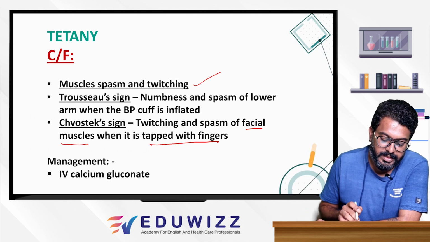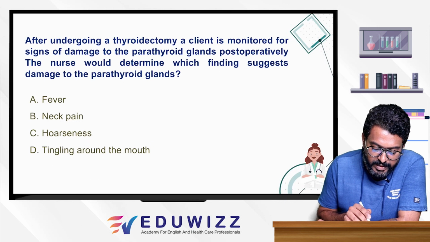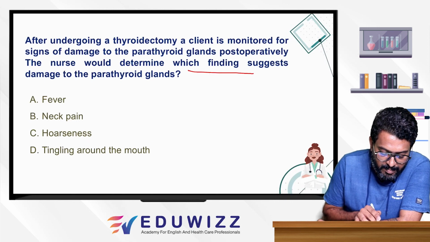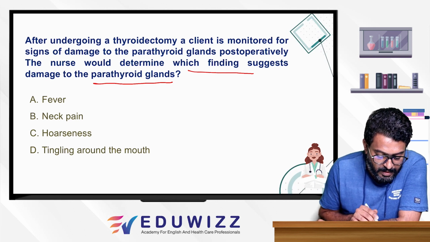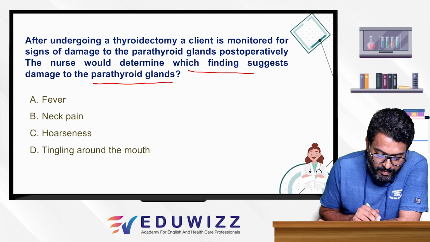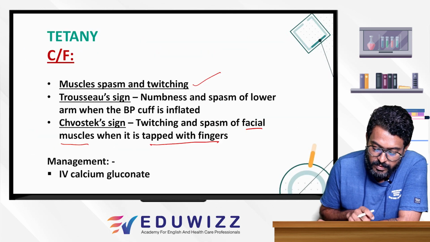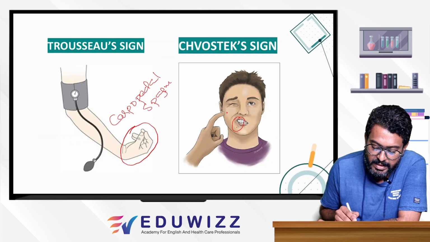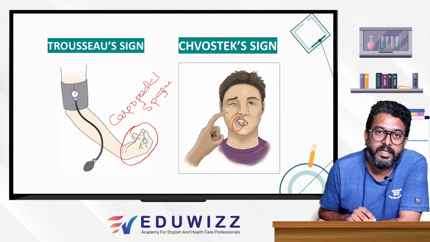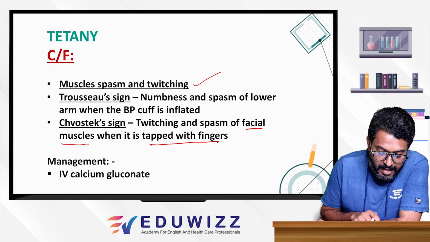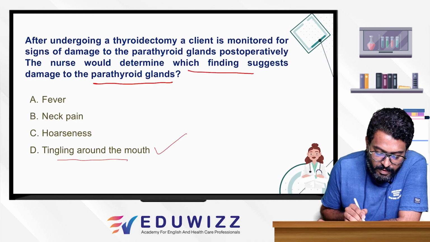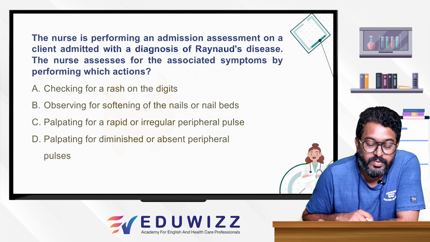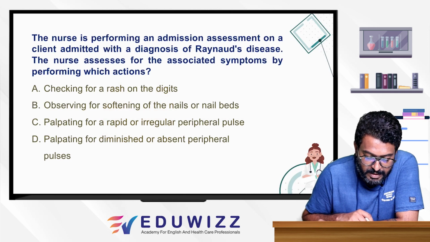Now let's go to the question: which findings would the nurse determine suggest damage to the parathyroid glands? A. Fever. B. Neck pain. C. Hoarseness. D. Tingling around the mouth. So we saw that in Chvostek's sign, the patient is having numbness, tingling and twitching in the facial region, and so the answer is option D, tingling around the mouth.